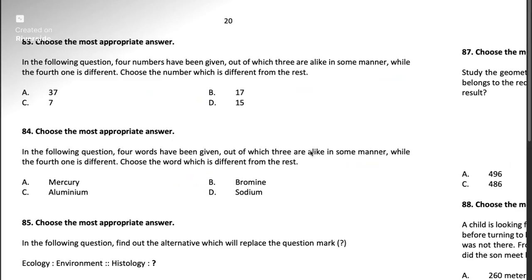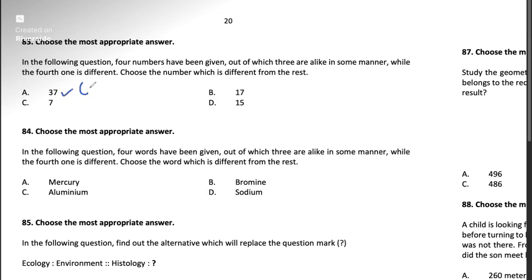Somebody who has not read any questions so far, please read it. So I'll read it. In the following question, 4 numbers have been given, out of which 3 are alike in some manner, while the fourth one is different. Choose the number which is different from the rest. 15, sir. How are you guys so sure? 15 is also an odd number. Number 15 is not a prime number. So this is a prime number.